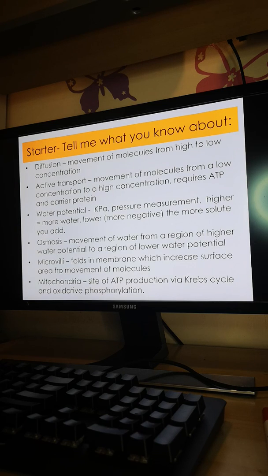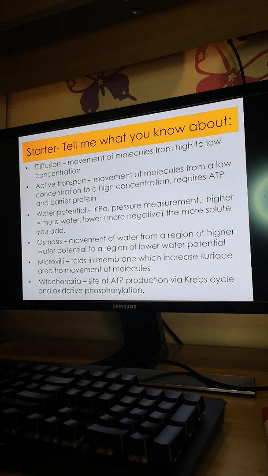For active transport, we're looking for a bit more in your definition. So the movement of molecules from a low to a high concentration, that it requires ATP and a carrier protein. Water potential, it is a pressure, so it's measured in kilopascals. The higher the water potential, the more water. The lower, the more negative, the more solute. So if you add more solute, it becomes lower in water potential or more negative.